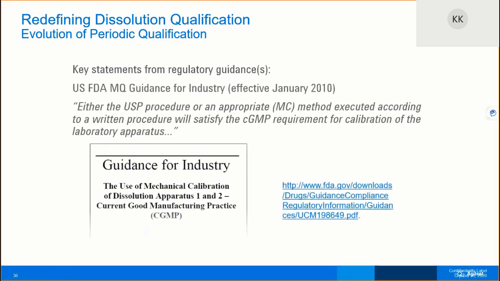So here's a key statement from the regulatory guidance, the MQ guidance for industry. Either the USP procedure or an appropriate MQ method executed according to a written procedure will satisfy the GMP requirement for calibration of the laboratory apparatus. So now, I think that's great. You have the freedom of choice what you want to do.